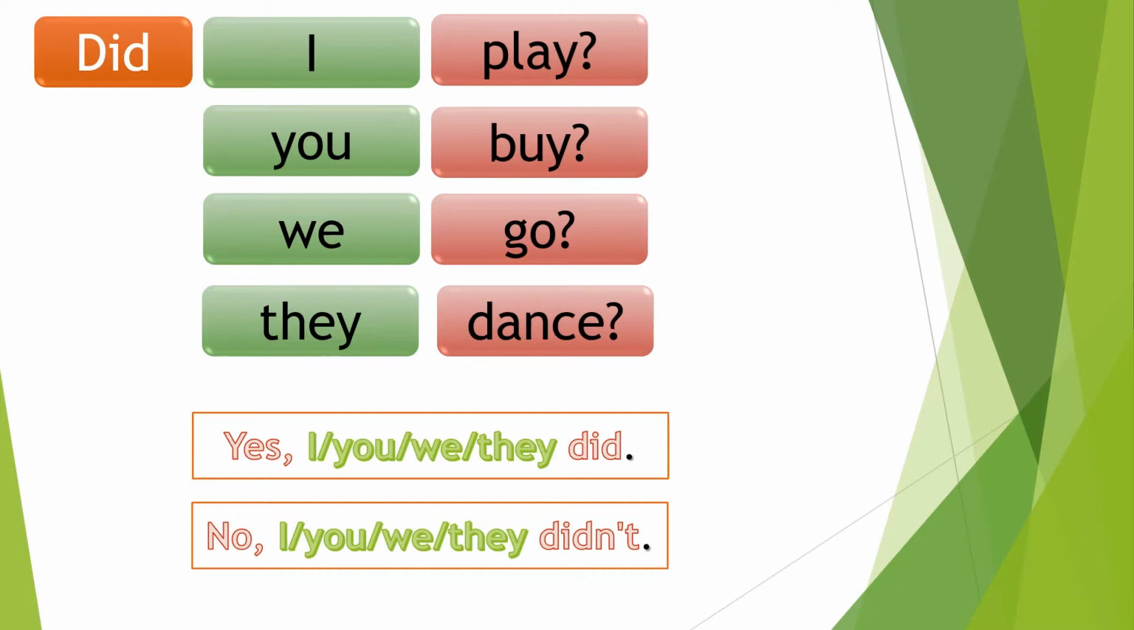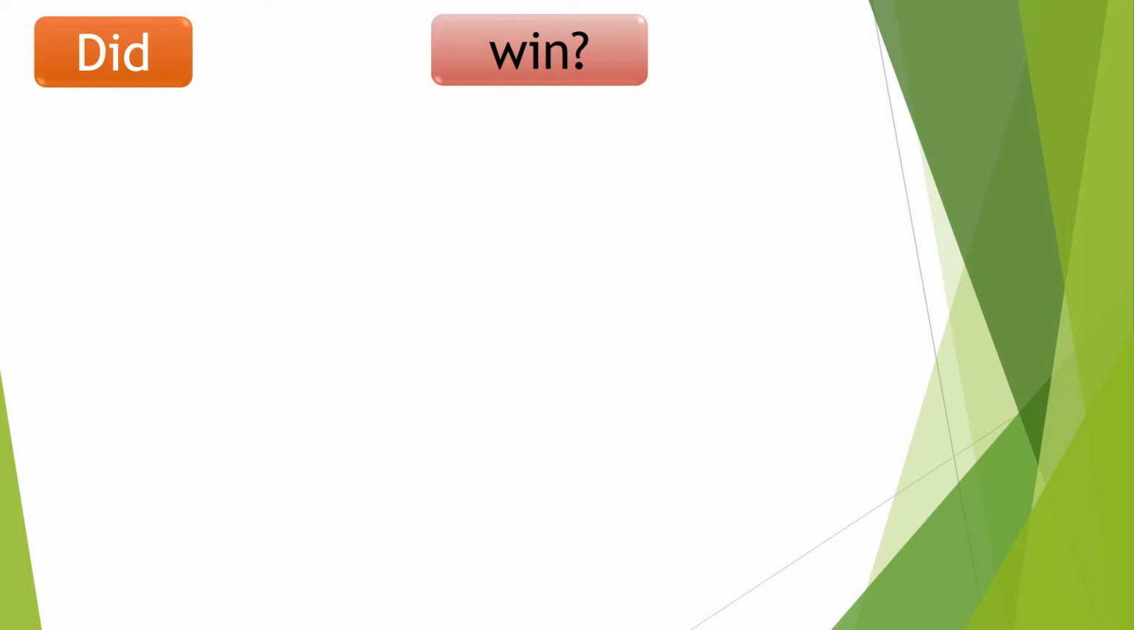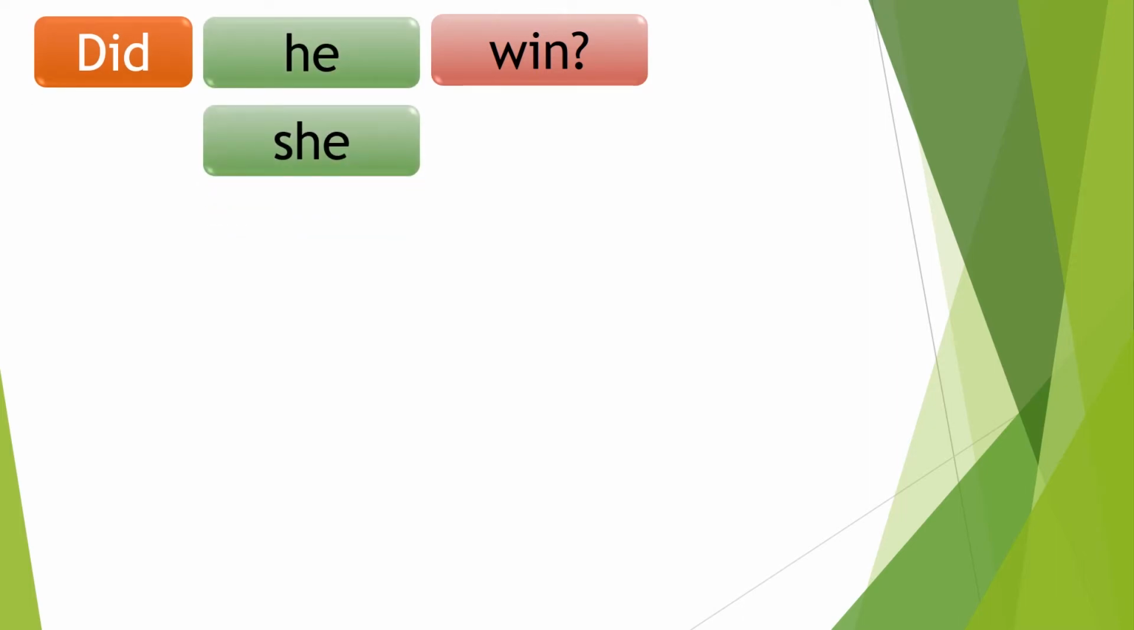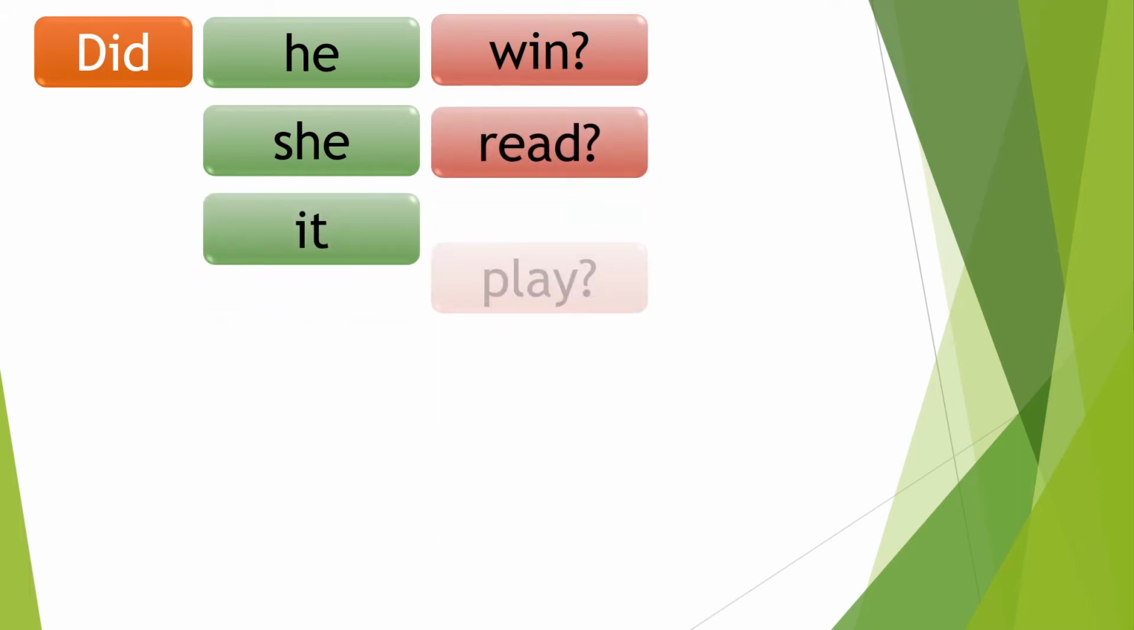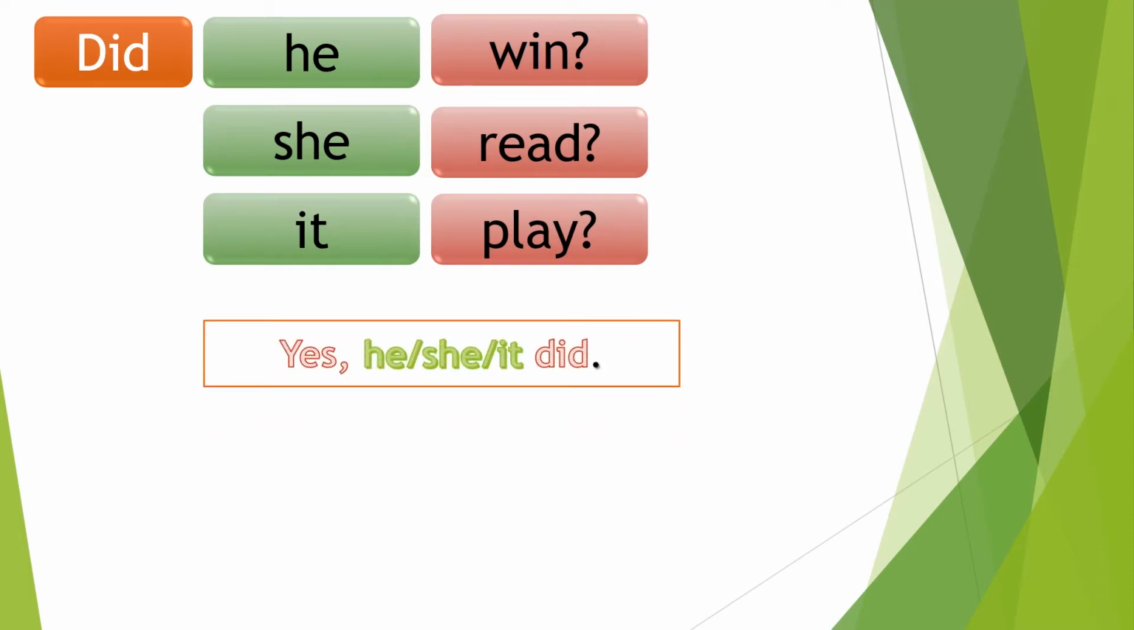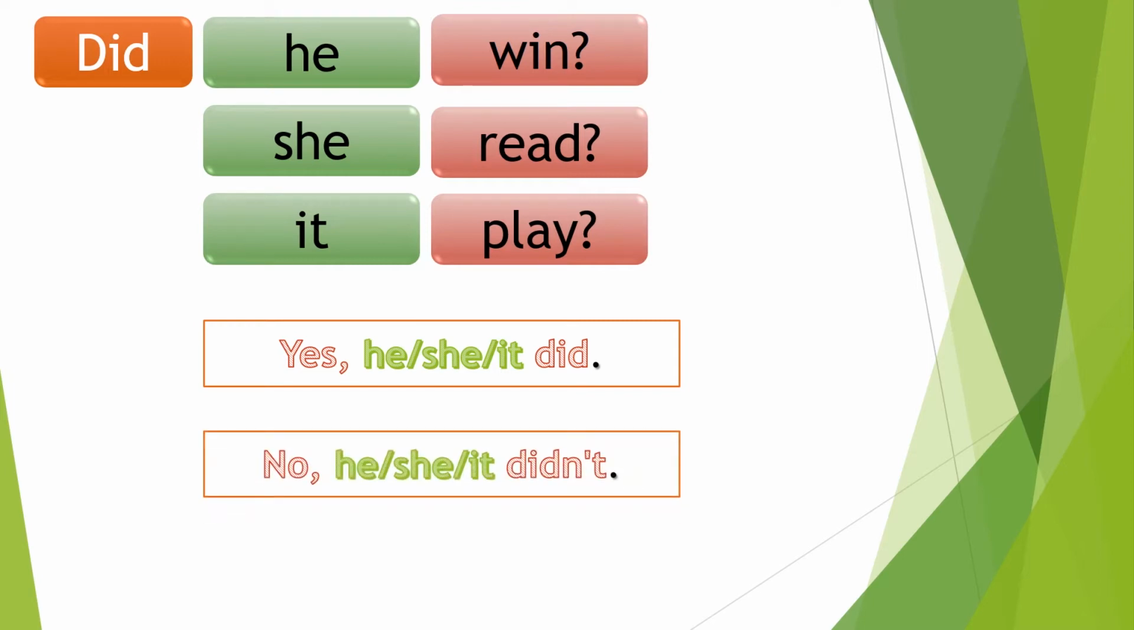So here we go to the next slide, and let's take a look how we build other questions and answers. When you say did he win, or did she read, or did it play? For the following answers, you could say yes, he, she, it did, or you could say no, he, she, it didn't.